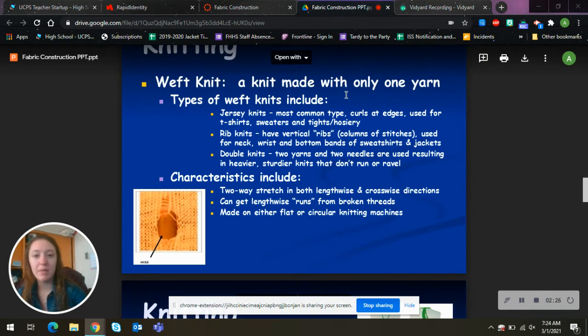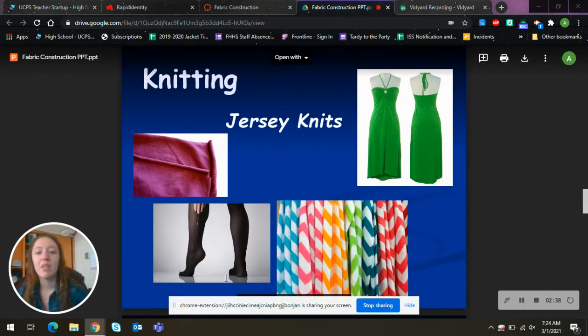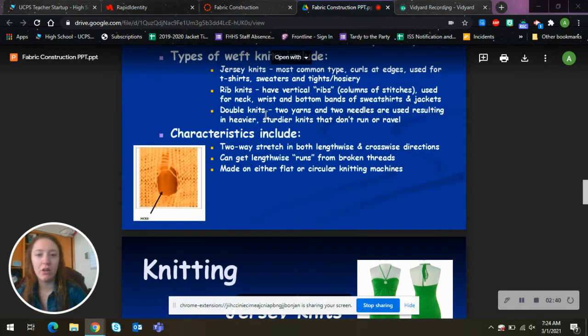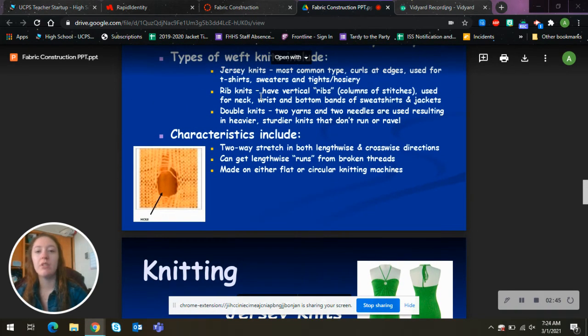A weft knit is made with only one type of yarn, but holes can happen in them when you just keep pulling and pulling and pulling. But this is a type of jersey knit. It's the most common. It curls at the edges. So that's a jersey knit. A rib knit has vertical ribs or columns of stitches.